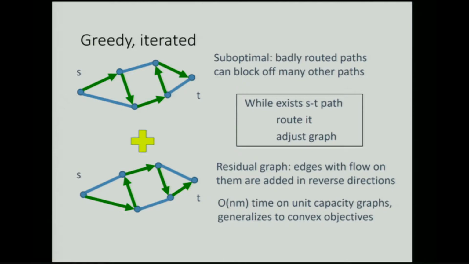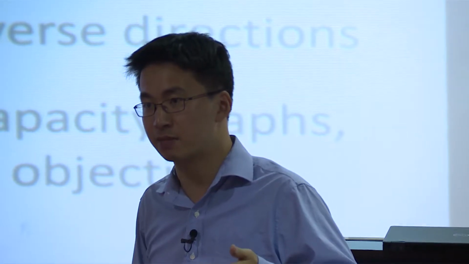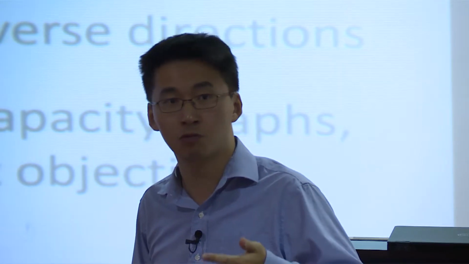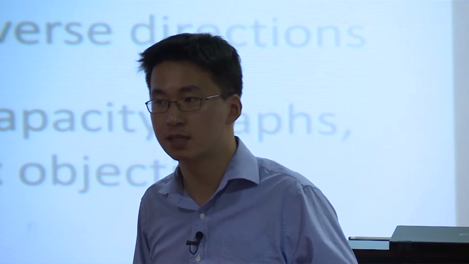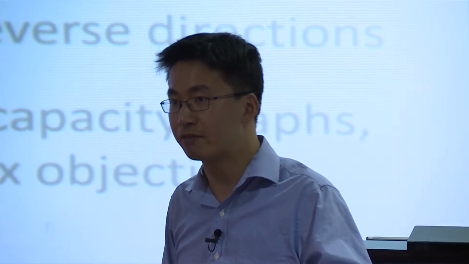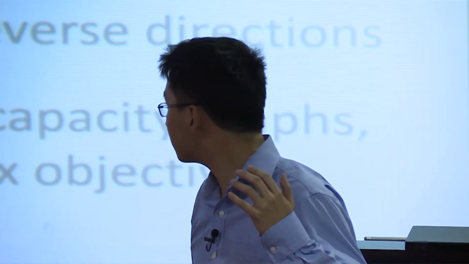And this is kind of the simplest, I claim, one of the simplest iterative algorithms for converging towards the solution of an optimization problem. The idea is I find a path. I adjust my graph. I find another path, and I repeat.